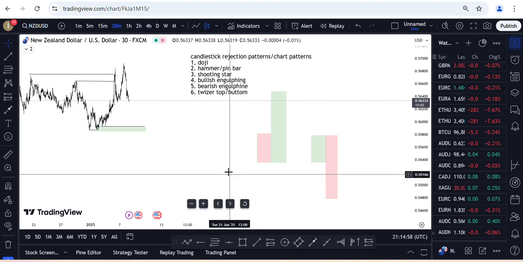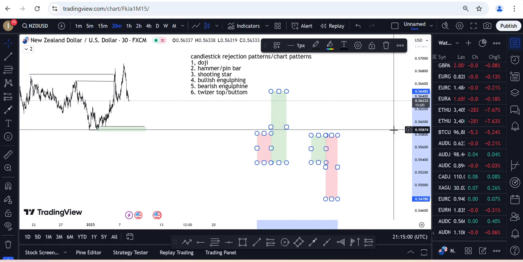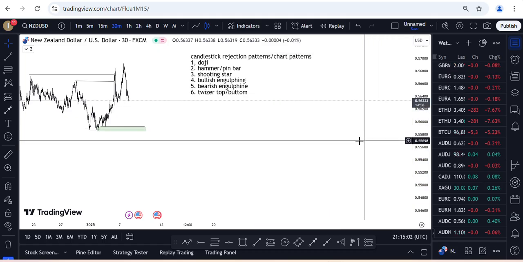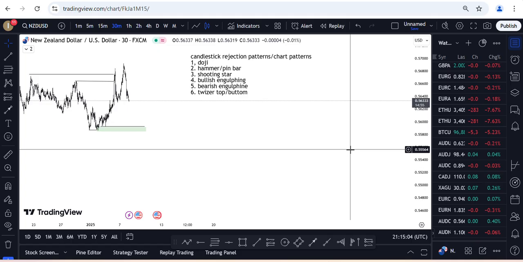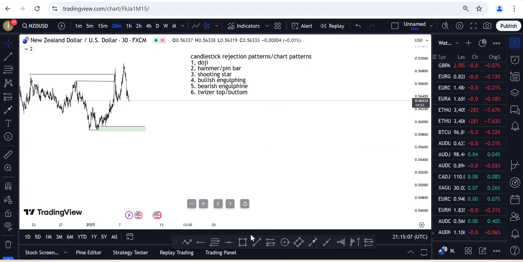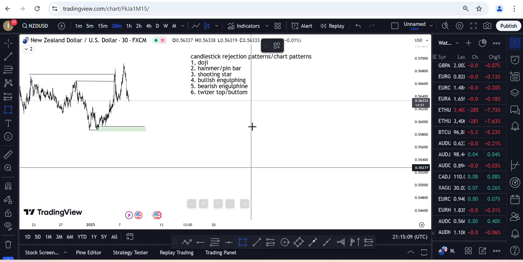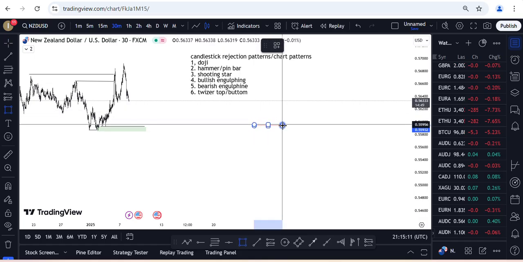Engulfing candle. Let me take all of this out of my screen. So the next one we're going to talk about is called tweezer top or tweezer bottom. Okay, so this one is very straightforward.